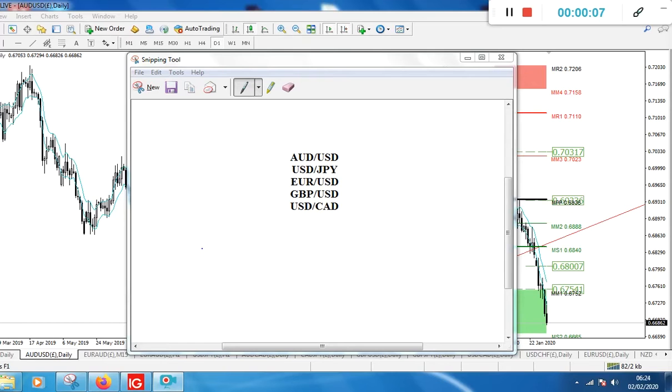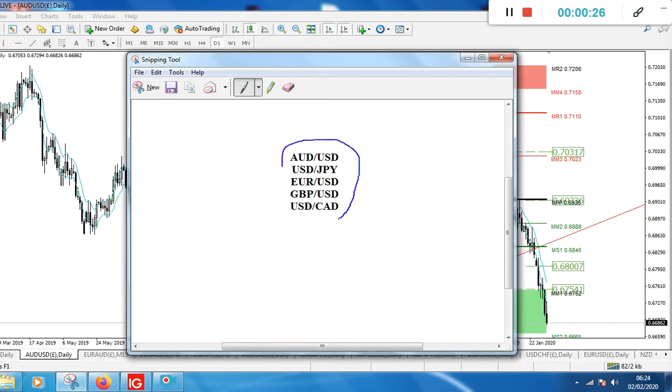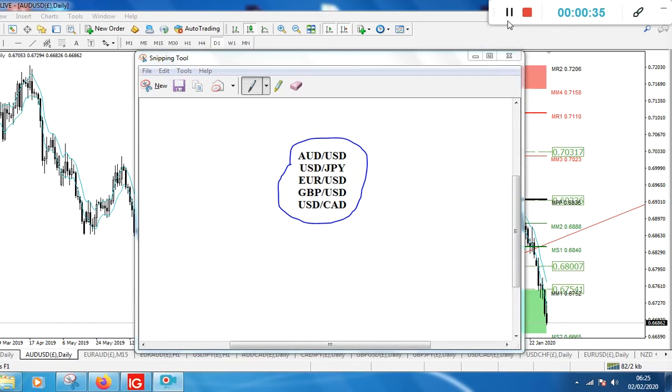We're gonna go through 5 currency pairs, which are Aussie dollar, dollar yen, euro dollar, cable, and US dollar versus Canadian dollar. This is gonna be for swing trading for the following week, starting basically tomorrow, depending what country you're living.